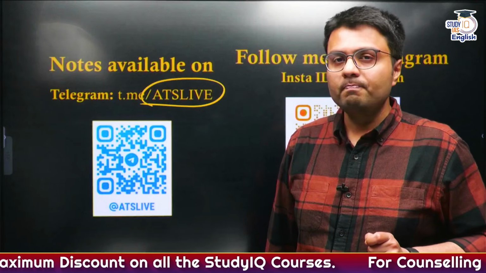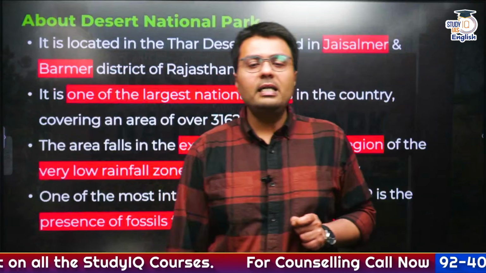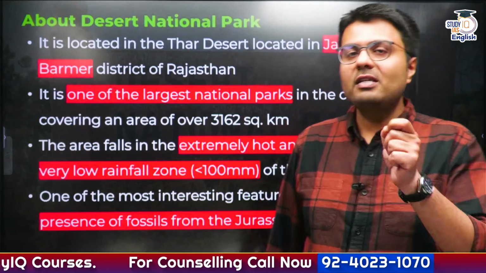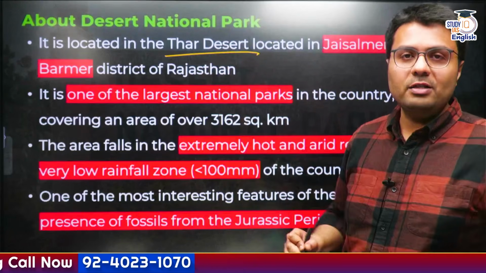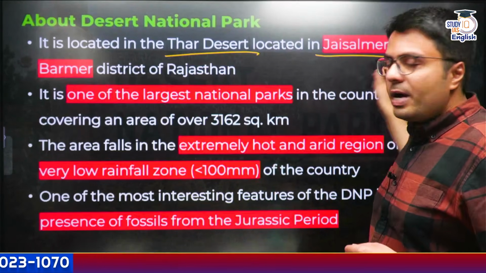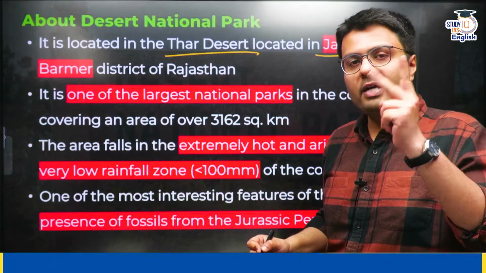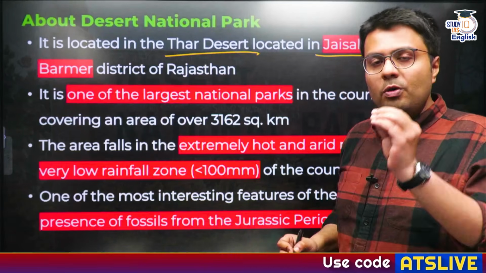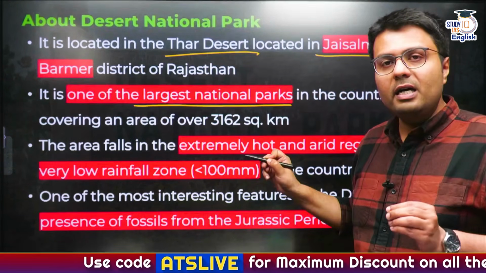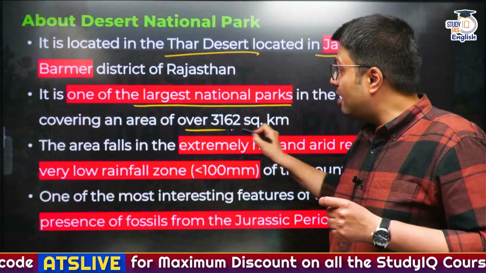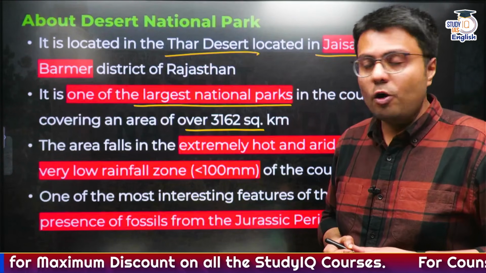Okay, so let us start by understanding where the Desert National Park is located. It is located in the Thar Desert, from where the name of the national park is given, and it is primarily located in two districts of Rajasthan, that is Jaisalmer and Barmer. Now, you need to understand this Desert National Park is one of the largest national parks in the whole of the country, measuring over 3,162 square kilometers.